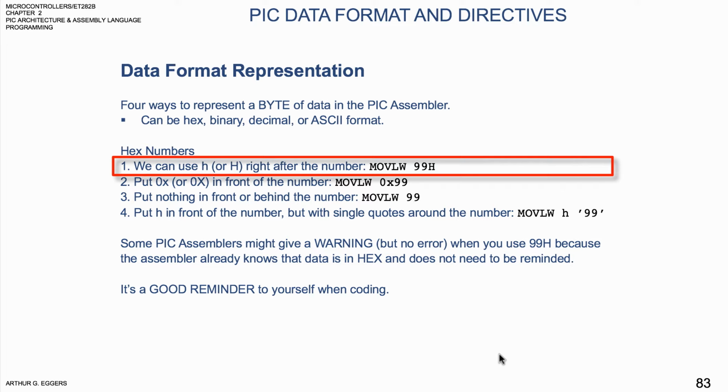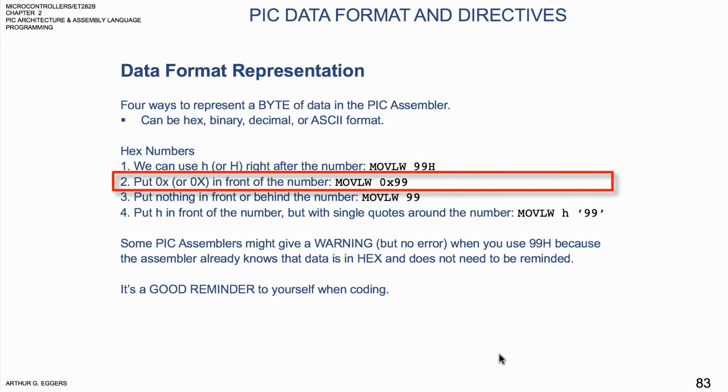So the first one, we can use a little h or a capital H right after the number, like in this move literal statement, 99H. It's actually a value that we're moving, in this case 99 hex, to the working register. Number 2, we can put a 0x or a 0 capital X, either one, in front of the number. So in this case, again a move literal W, we have 0x99. It's the same as step 1, 99 hex.